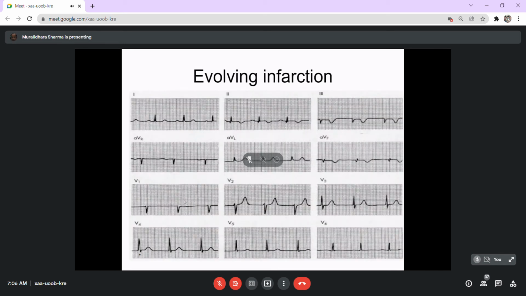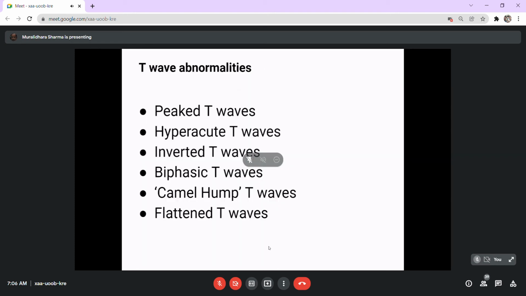Now, another example, an evolving infarction. In the initial stages, the T waves are prominent. Gradually, as the condition progresses, you will see the T waves becoming more spiked, and the ST segment, of course, gradually changing its shape. That's all as such. So that's about the infarction.